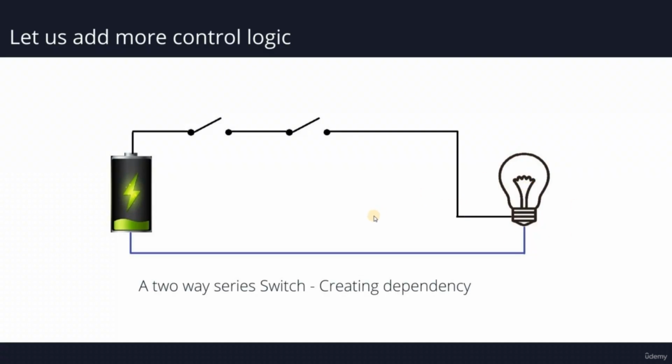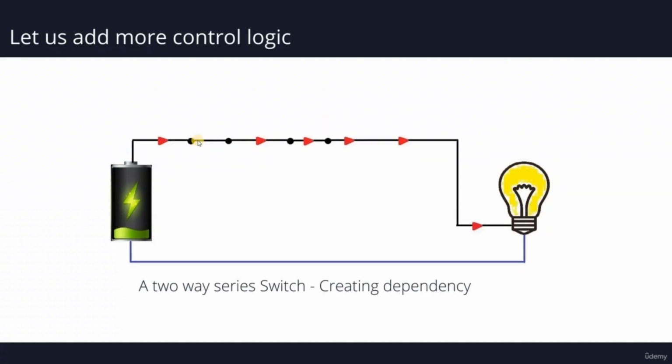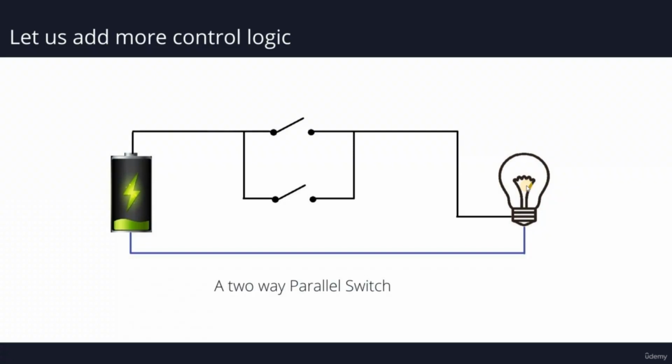In circuits, there is one rule of thumb: I need a closed circuit in order to turn on anything. If I close both of these switches, I'm going to have a current flow and this bulb right here is going to be lit. There is another topology of control.